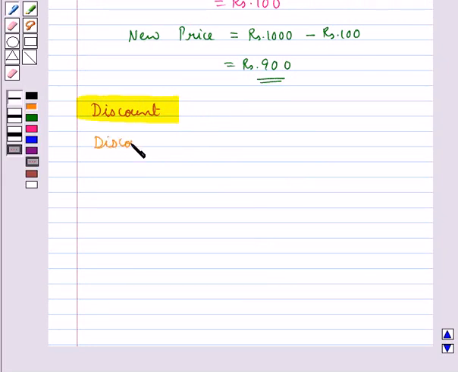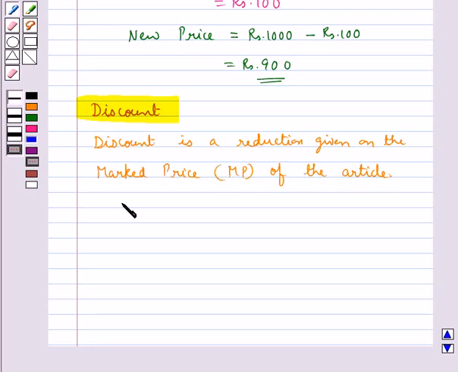Next we have discount. Discount is a reduction given on the marked price, that is MP, of the article. We have discount is equal to the marked price minus the sale price. We can also calculate the discount when discount percentage is given to us.